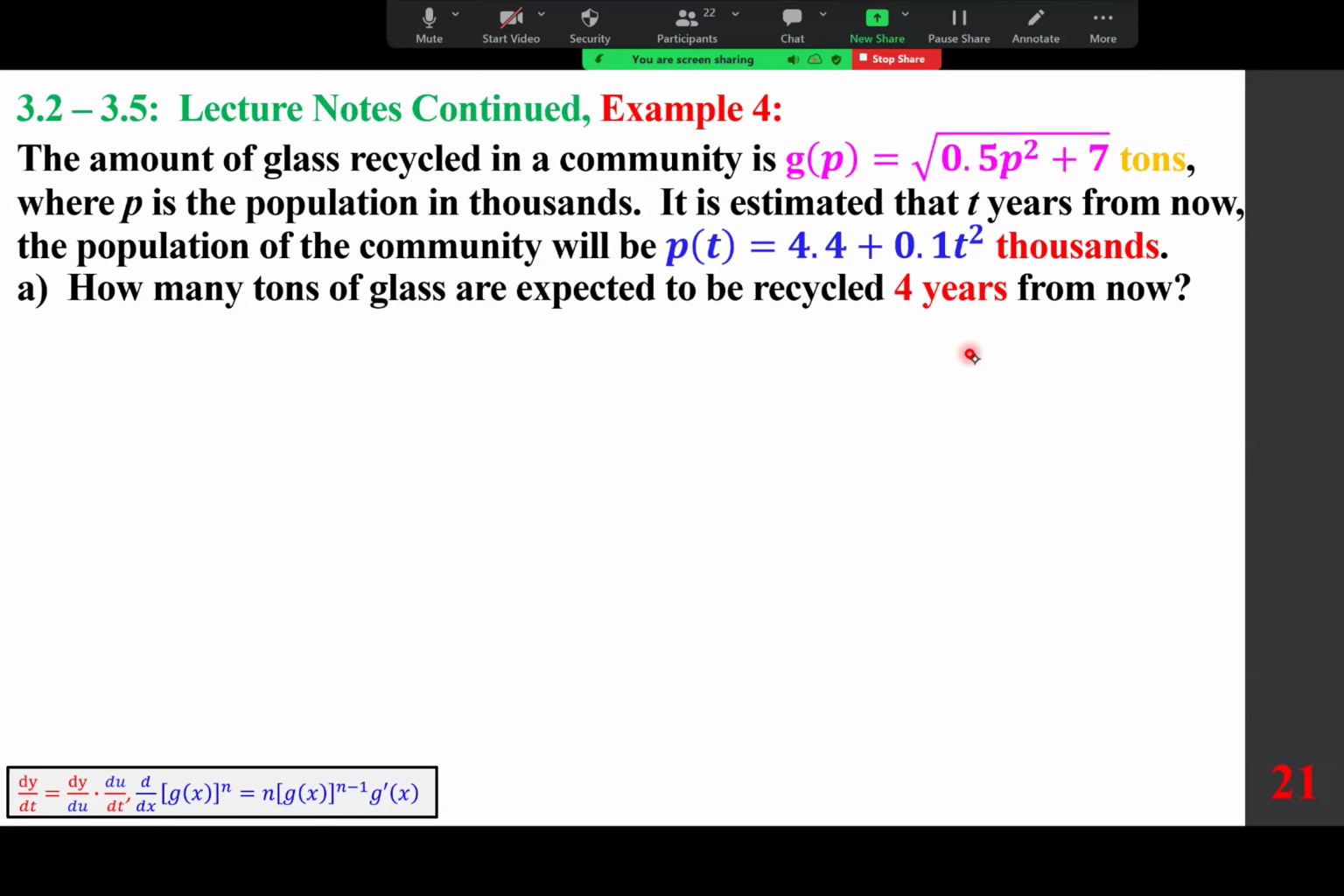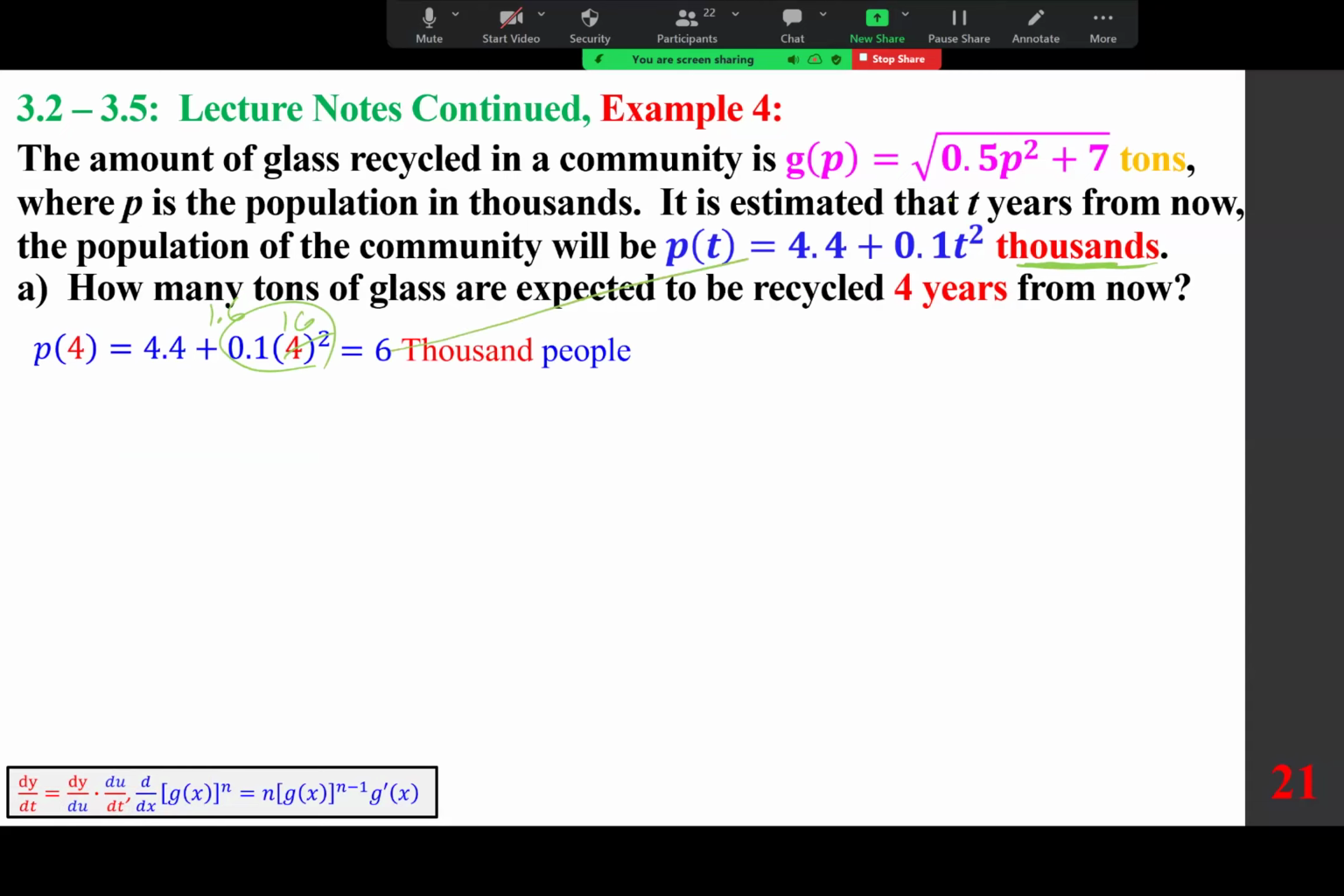Again, this has two ways. I'm going to stick with the Leibniz's notation, and that means for this part, I'm going to just replace the T with 4. 16 times 0.1 is 1.6, and 4.4, they add up to 6. And that represents 1,000 people, so 6,000 people.